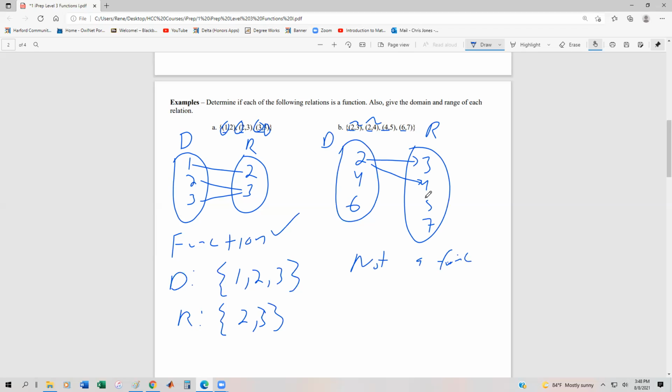And we don't have to do anything else with it except for finding the domain and range. All right. The domain of this function is going to be the set of numbers 2, 4, 6. And the range is going to be the numbers 3, 4, 5, and 7. All right. So that's probably the easiest way to determine if a relation is a function if you're given the ordered pairs.